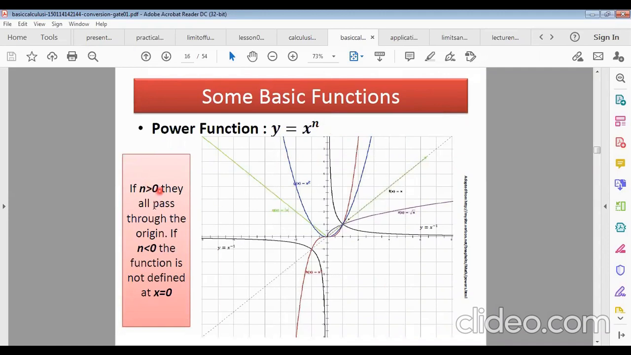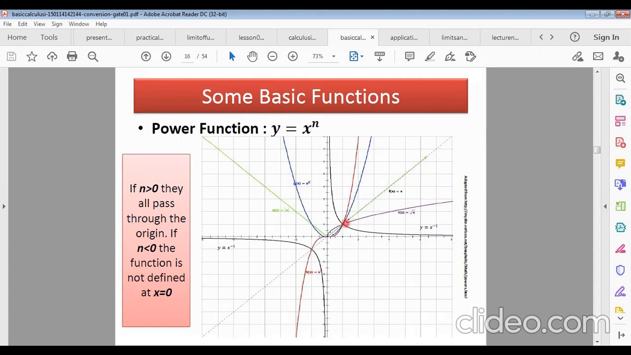Okay, if n is greater than 0, they all pass through the origin. If we plot, suppose y equals x, it will be this line, y equals x. That means the y equals mx type of line. Y equals mx, what? The line which passes through the origin.